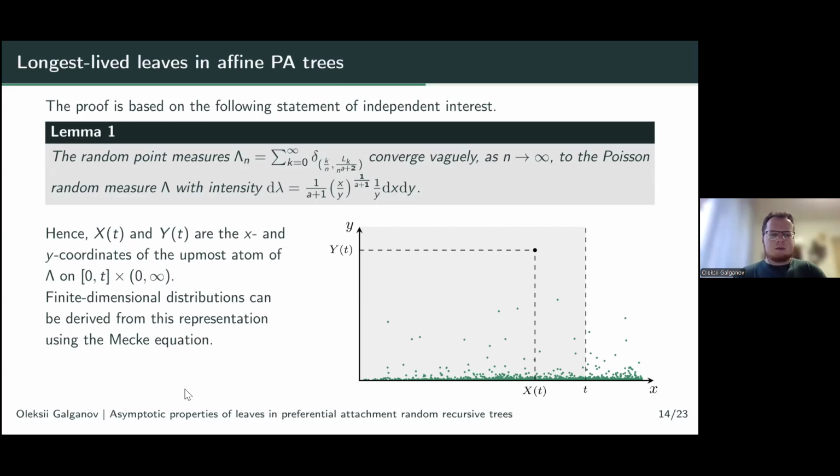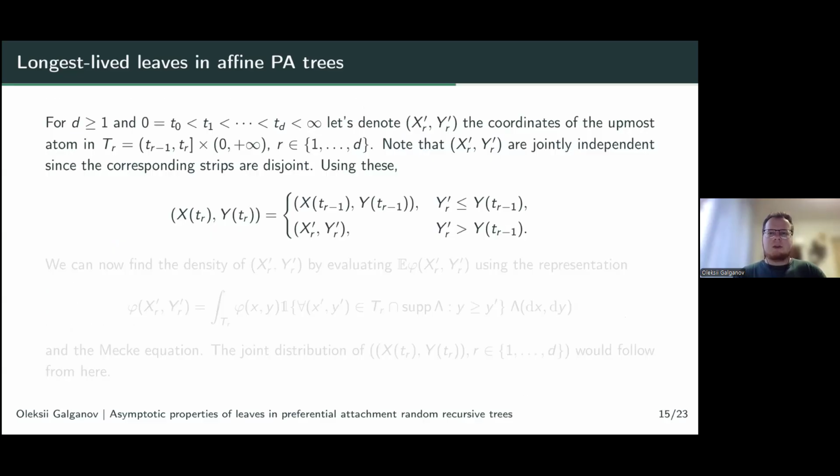So if we now also, it's worth noting that those x prime and y prime are jointly independent, because the strips where they are defined are disjoint. And using this, we can define this x and y in the limit recursively using these newly defined independent random variables.